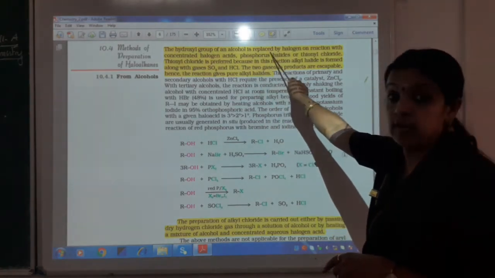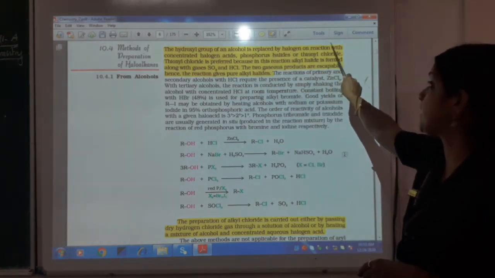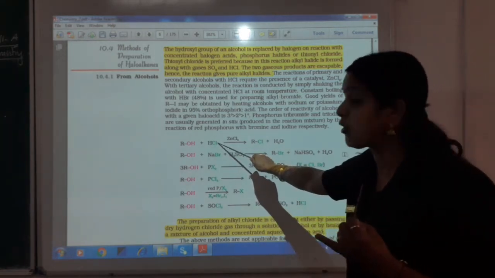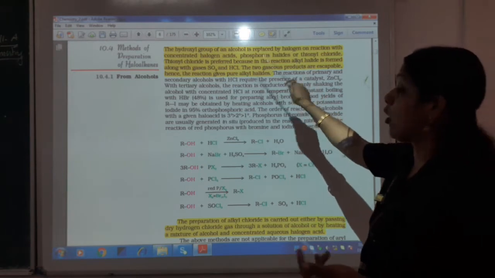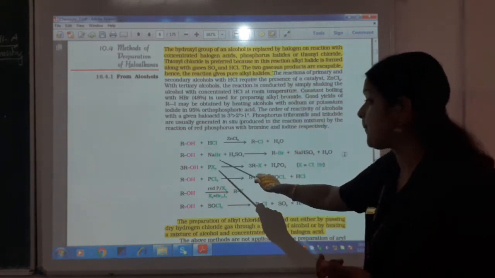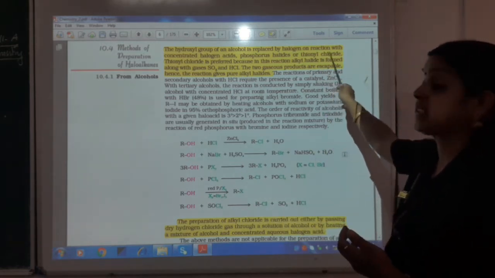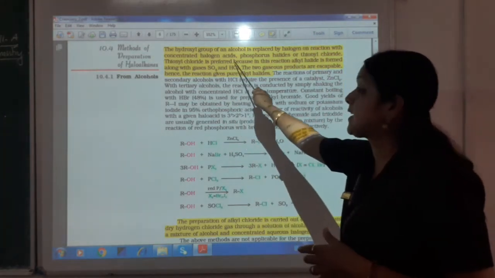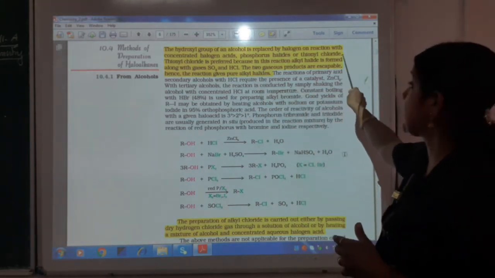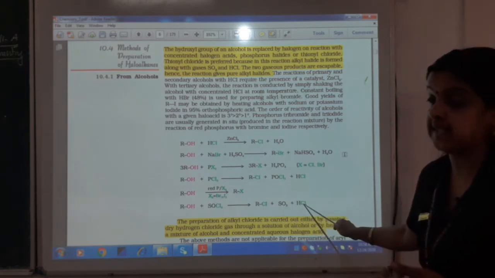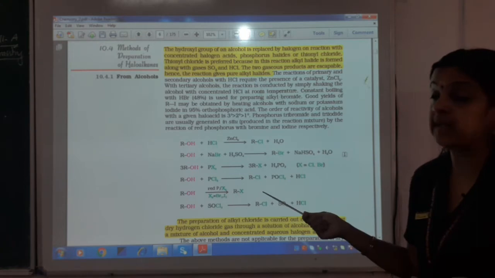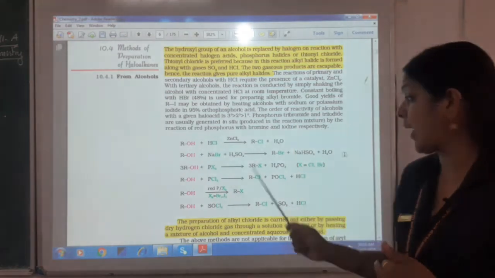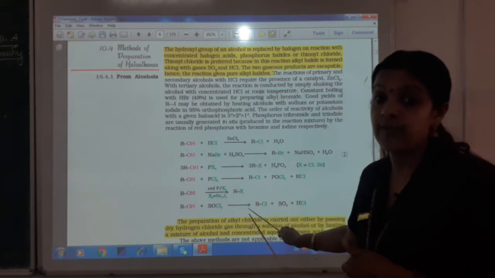The hydroxyl group of an alcohol is replaced by halogen on reaction with concentrated halogen acids. When I say concentrated halogen acids, it can be hydrochloric acid, it can be sulfuric acid. Also with phosphorus halides, which is PX3, which can be PCl5 also, or with thionyl chloride, that is SOCl2. But of all the reactions, thionyl chloride is preferred because in this reaction alkyl halide is formed along with SO2 and HCl, and the two gaseous products escape. Hence, the reaction gives only the pure alkyl halides. It is an often asked question in the board exam, why thionyl chloride is preferred for the preparation of alkyl halide.